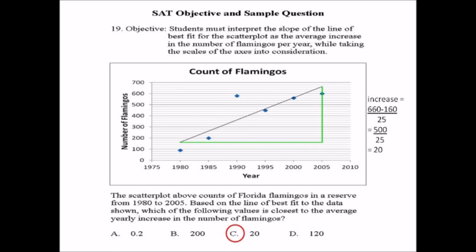Okay, number 19, the answer was C, and here the increase was 500, and you have to divide that by 25 years, and the answer worked out to be 20. So for this one, the answer is C. And you're using that based on the line of best fit.